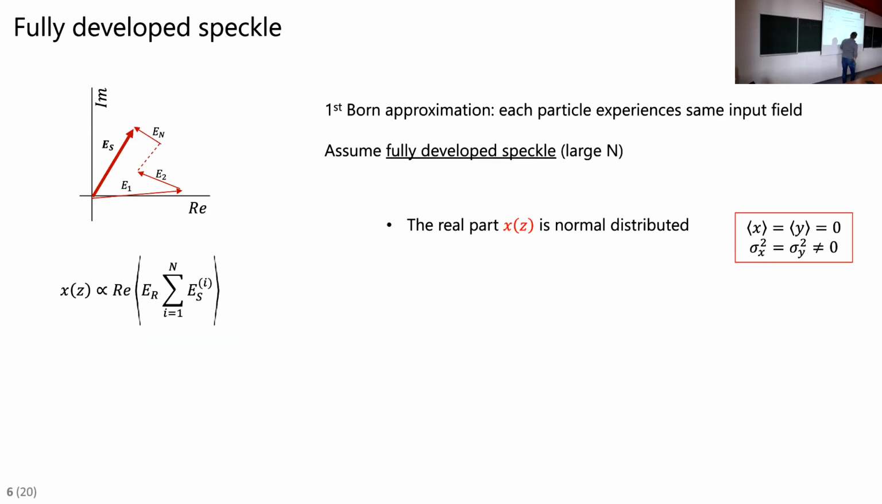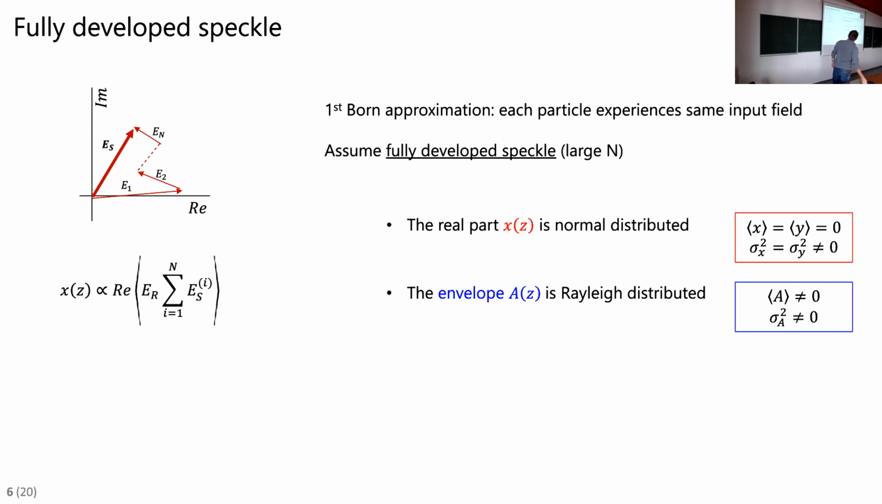You can also show, starting with a couple of slides ago, that the real part is normally distributed. The mean of the real part and the mean of the imaginary part are 0. The variance is non-zero. That we know. And going through the steps that we did before, we also know that the envelope is Rayleigh distributed.